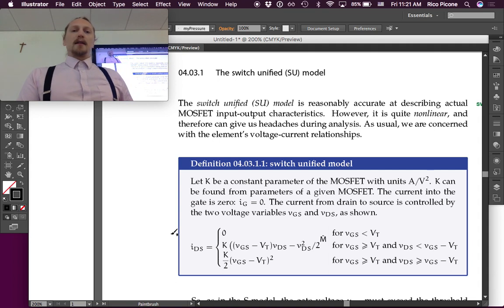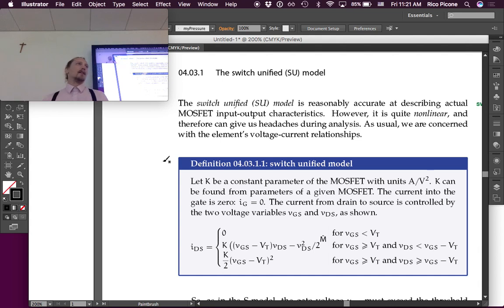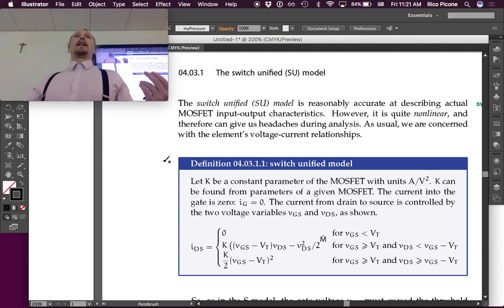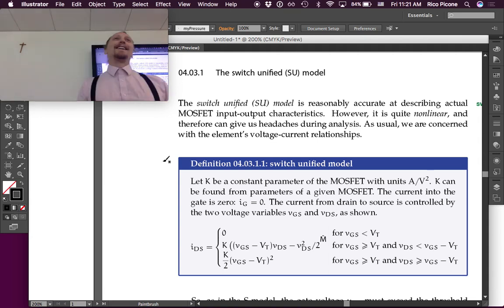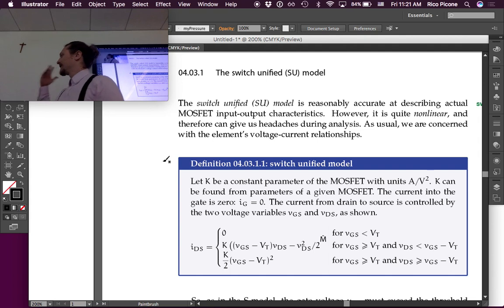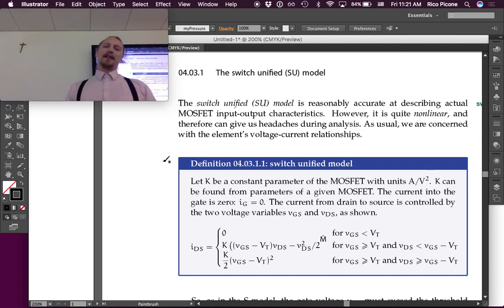The thing that sucks about it is it's very nonlinear, and so it causes headaches for us during analysis, because nonlinearities coming in create nonlinear equations. It's also not just nonlinear, it's piecewise nonlinear. It is continuous, but it's not even defined without a piecewise function. So that's also frustrating. As usual, we're concerned with the element's voltage-current relationships.